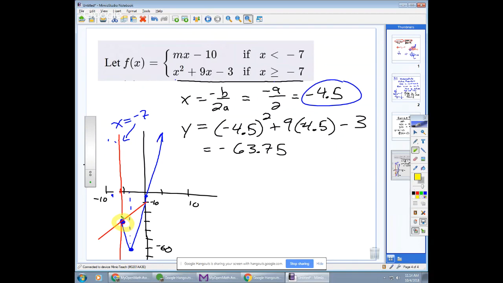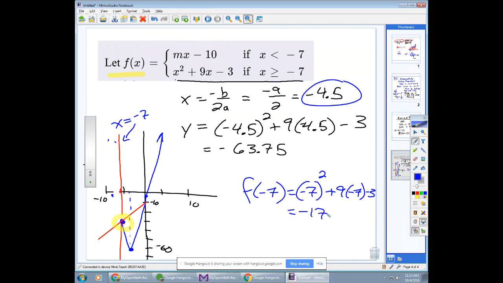Just plug in x equals -7. Okay. So we want to know, according to this guy up here, what is f of -7? All right. Look at your calculators. Calculate that sucker. -17. Great. -17. Confirmation. Anyone else get that?